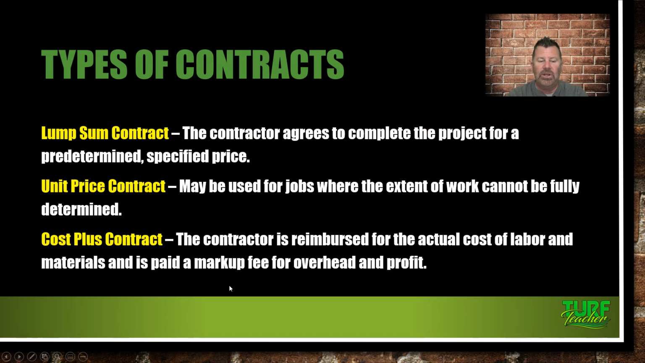Types of contracts. Lump sum: the contractor agrees to complete the project for a predetermined specified price. The unit price contract may be used for jobs where the extent of the work cannot be fully determined. And then the cost plus contract: the contractor is reimbursed for the actual cost of labor and materials and is paid a markup fee for overhead and profit. You see a lot of home builders doing that now.